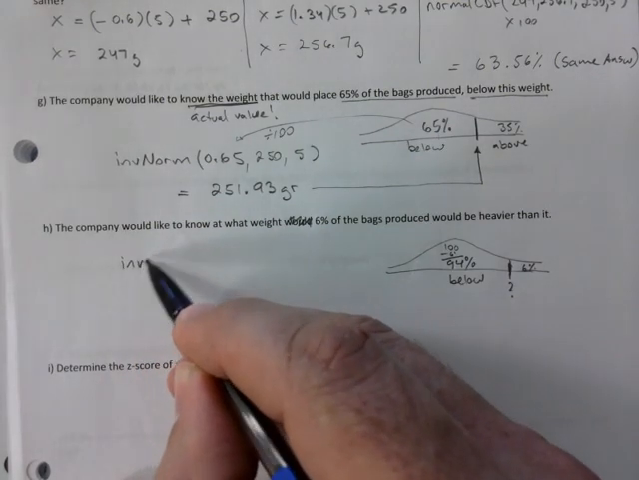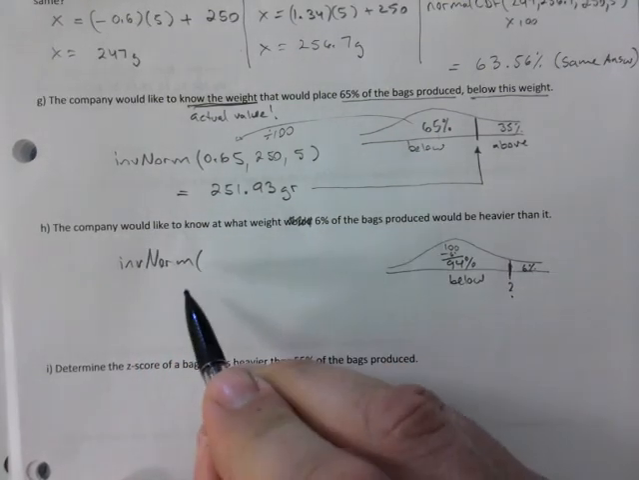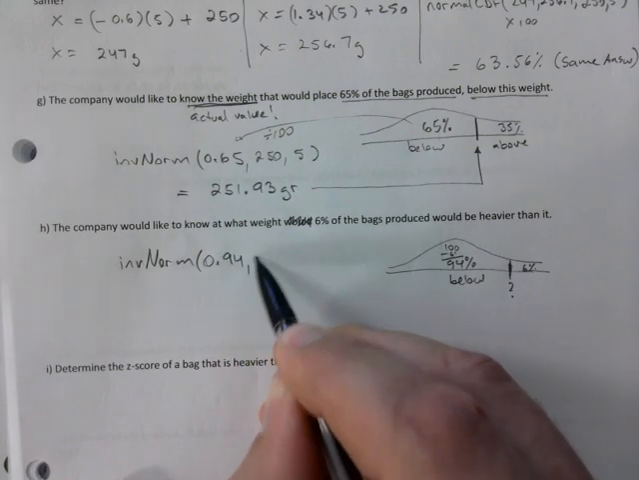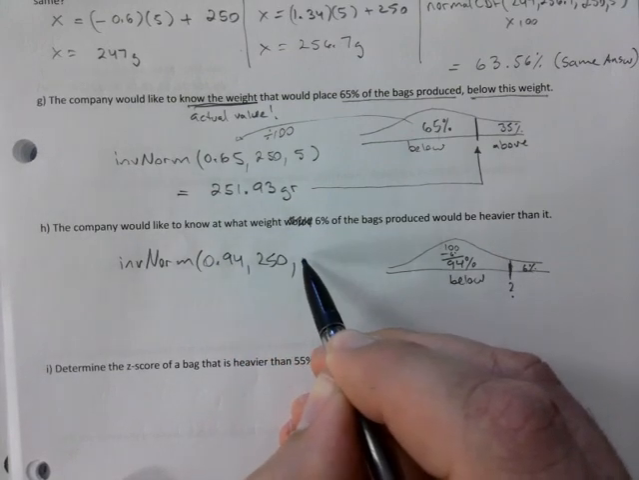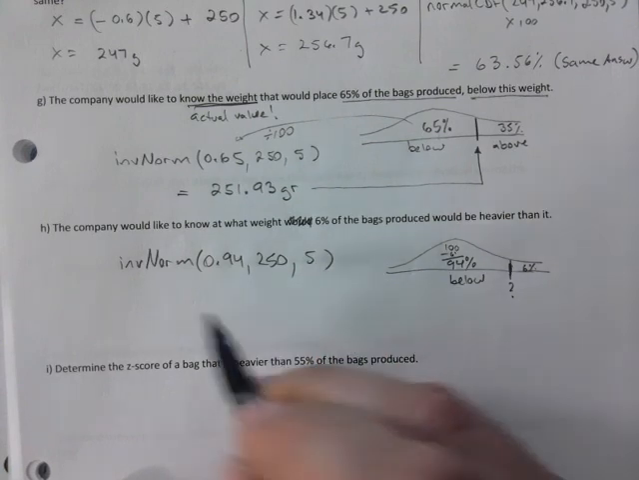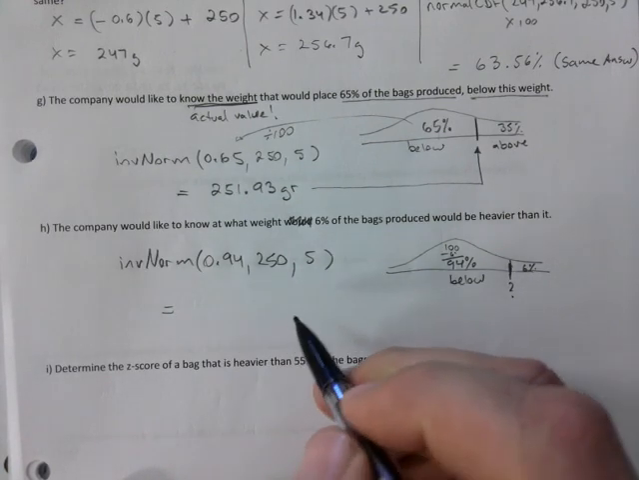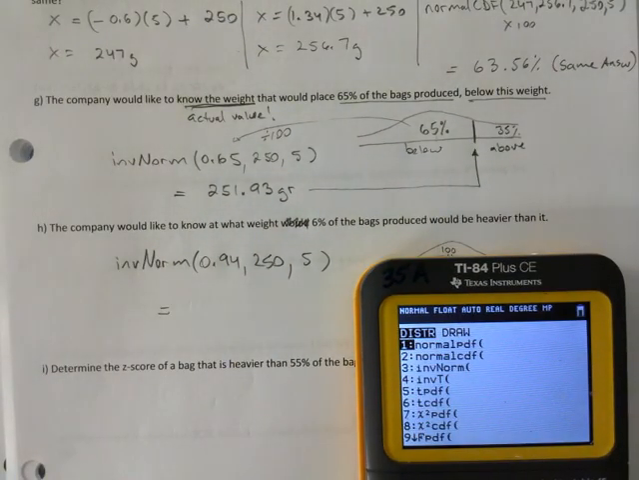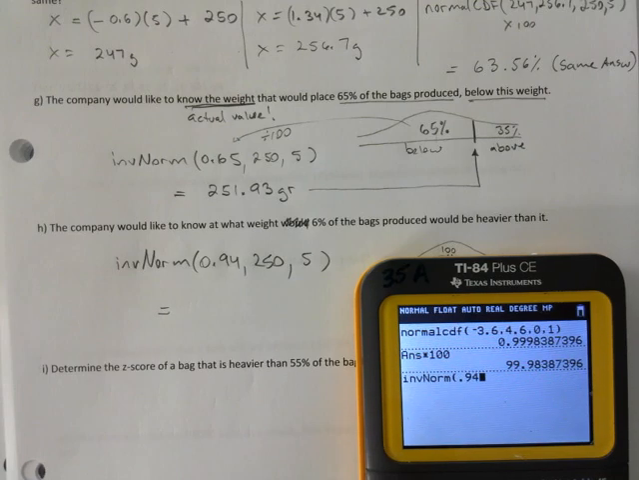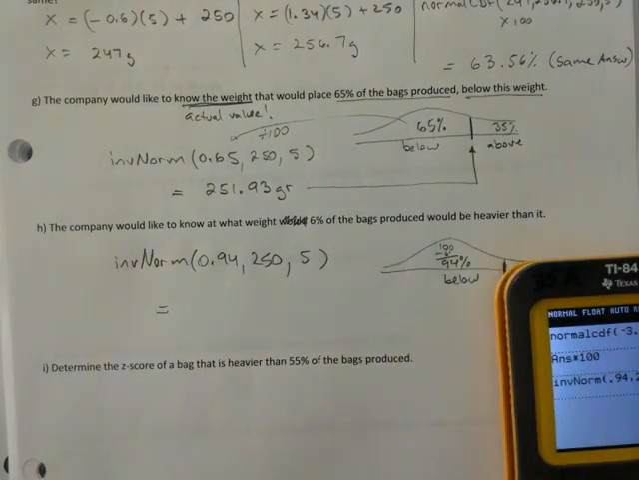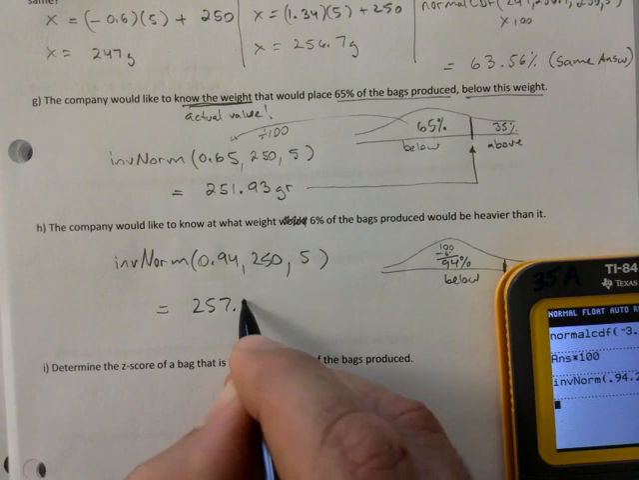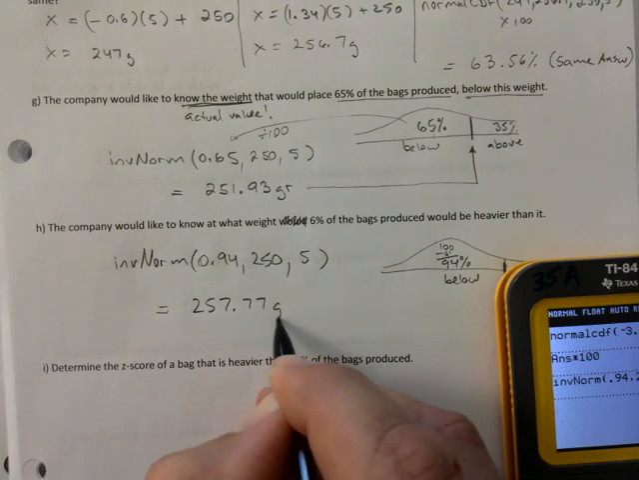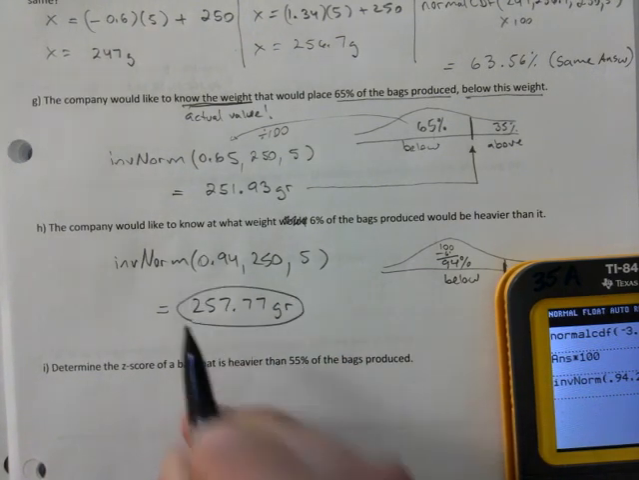So inverse norm, 0.94, 250, and 5. And if you type this in, second vars, right? Remember, everything is second vars when it comes to these ones. Option 3, 0.94, 250, 5. Second vars is where it's at. So 257.77. And what are we in right now? We are in grams, right? So it's whatever is along the x-axis.